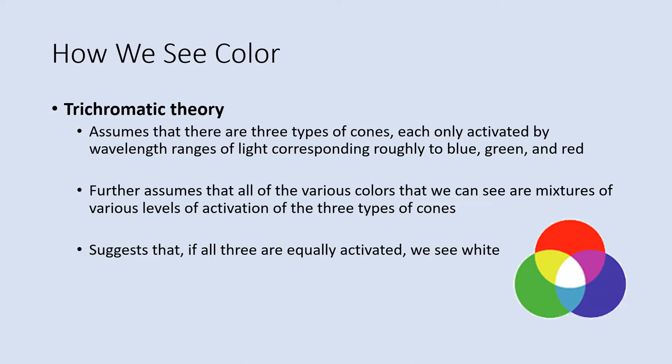Trichromatic theory assumes that there are three types of cones, each only activated by wavelength ranges of light, corresponding roughly to blue, green, and red. And it further assumes that all of the various colors that we can see are mixtures of various levels of activation of the three types of cones. And it suggests that if all three are equally activated, we see white.